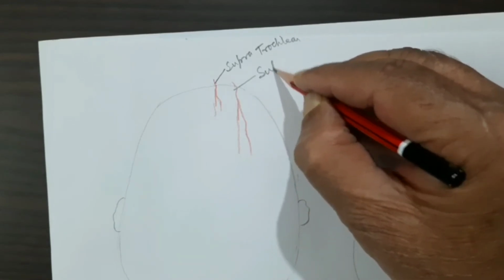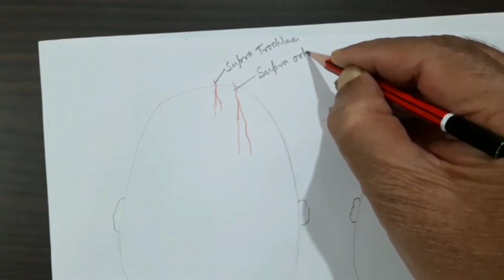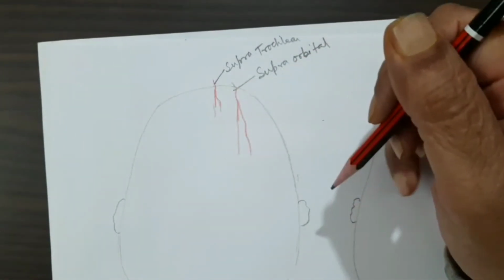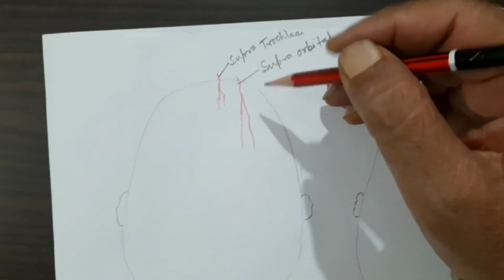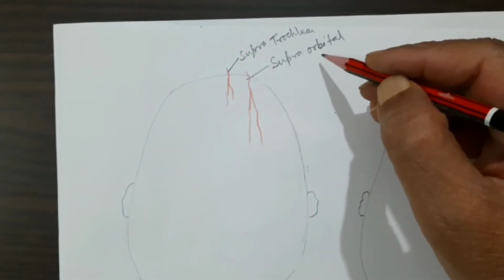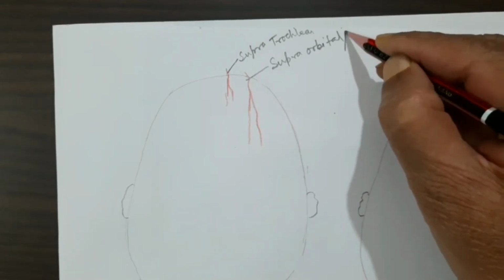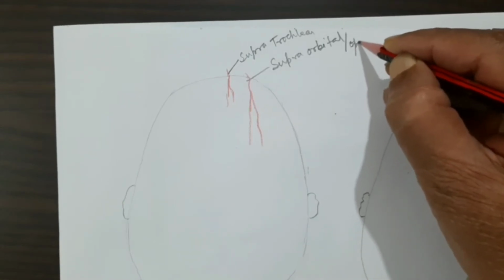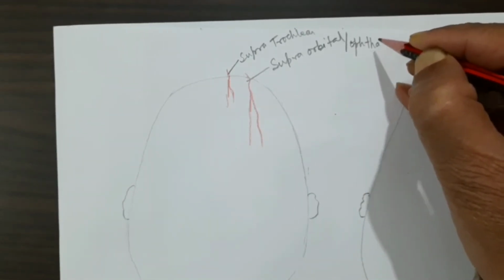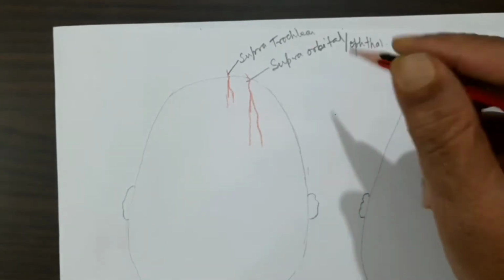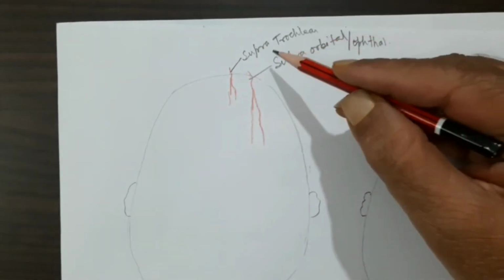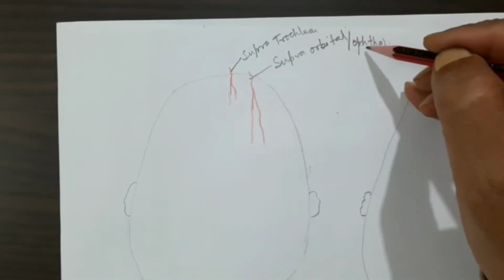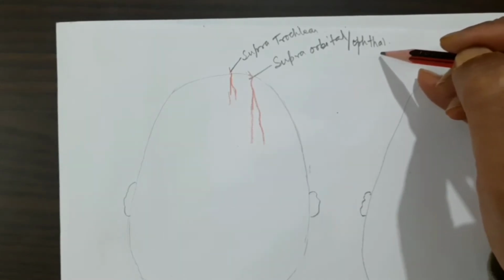And this is the supraorbital, which comes through the notch or foramen at the superior margin of the orbit. So this is the second supra. Both are branches, taking origin from the ophthalmic artery. They are taking origin from the ophthalmic artery, right? So this is supratrochlear and supraorbital. This ophthalmic is a branch from the internal carotid.